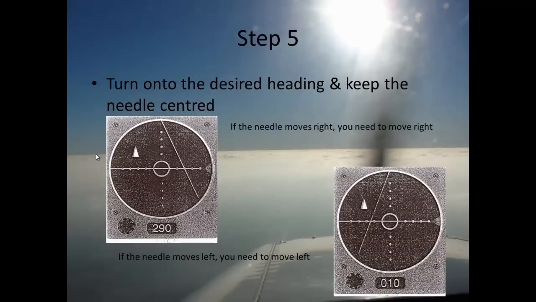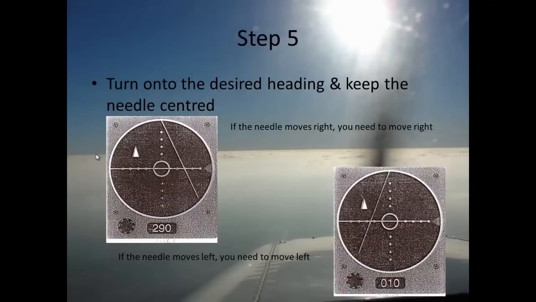Step 5. Sorry about the grainy pictures, they're not the best ones in the world. Now I've said here, turn onto the desired heading and keep the needle centered. First thing you want to do is turn the aircraft onto the magnetic heading that the OBI reads when the needle is centered. Now, important to note that the heading will not necessarily match the bearing, because obviously the heading that you fly is taking wind into account.